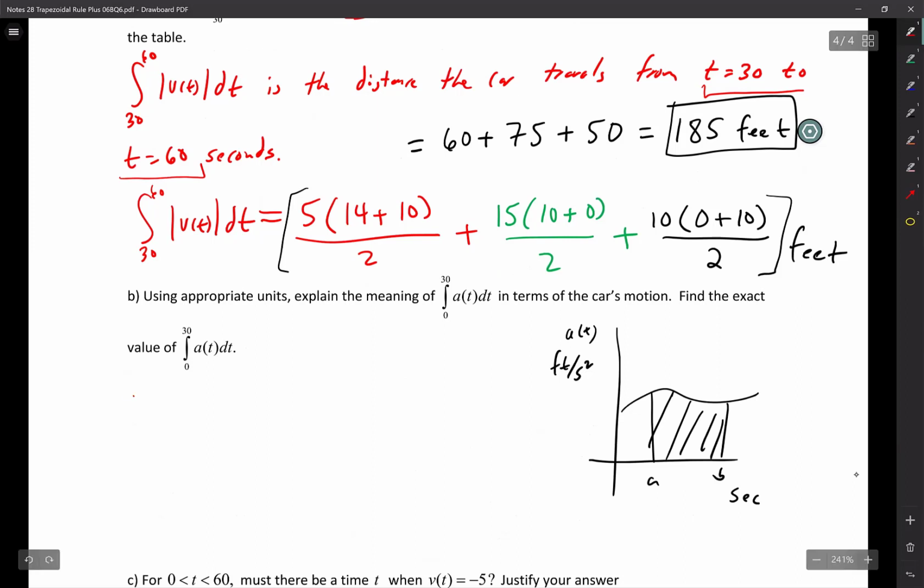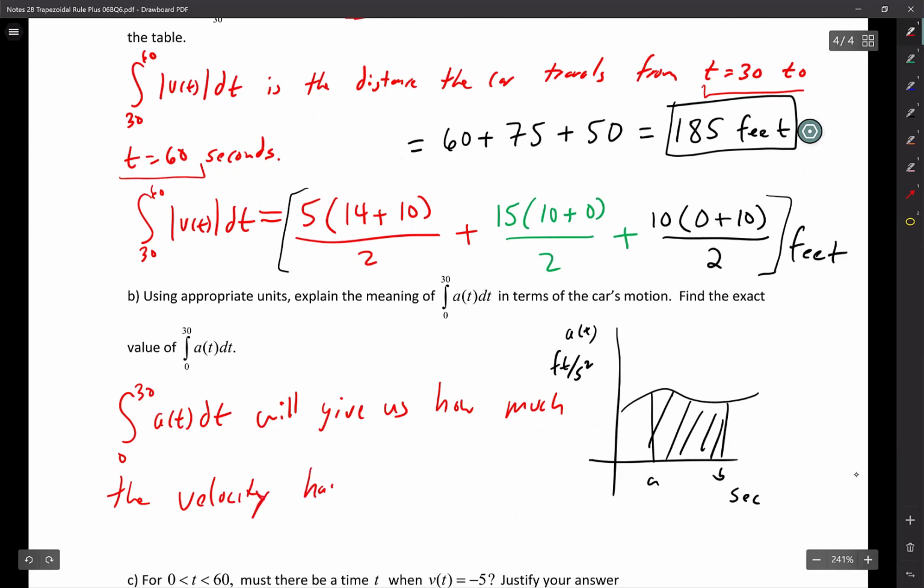Okay, so let me first write this. The integral from 0 to 30 of a(t) dt will give us how much the velocity has changed. And you've got to give the intervals, guys, within the interval t equals 0 to t equals 30 seconds.